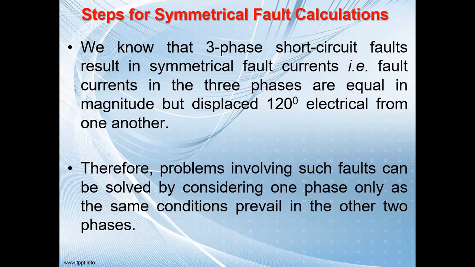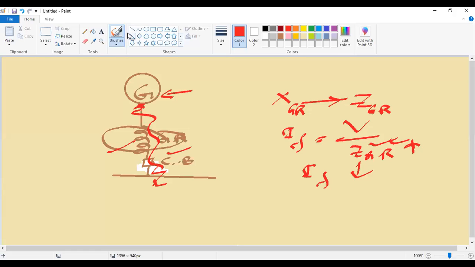So that we're going to study now. We know that the three-phase short circuit fault results in symmetrical fault currents. That is, the fault currents in the three phases are equal in magnitude but displaced 120 degrees electrically from one another. So the magnitude of the fault current remains the same, but they are displaced in phase by 120 degrees.